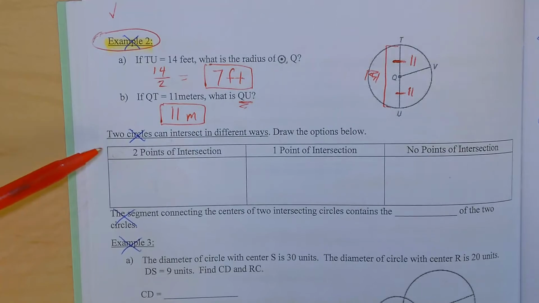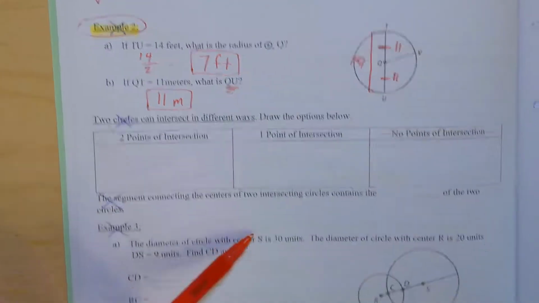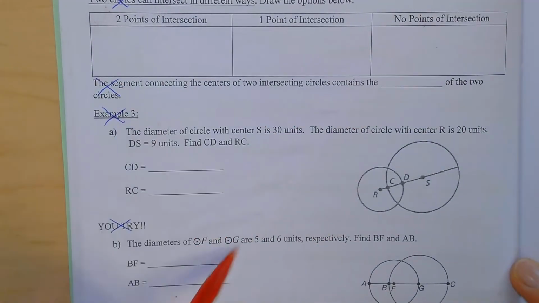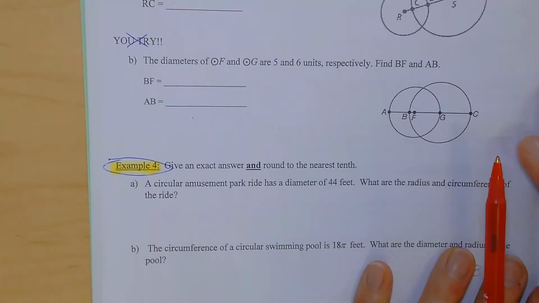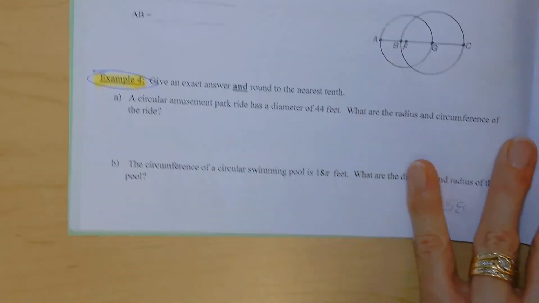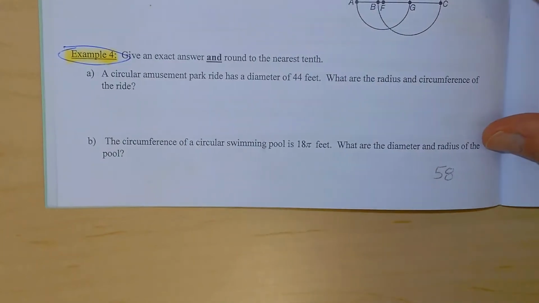All right, for these you're going to skip. Just X out this large portion here. We're not covering these this year due to time. We're going to go down to the next example, which is example 4. So you do not need to complete the ones that we just skipped.